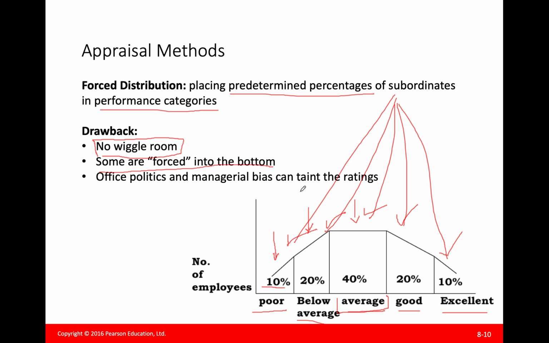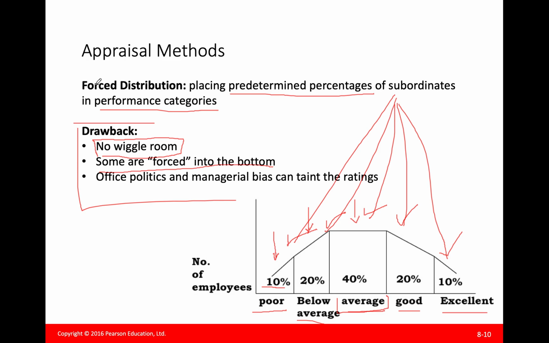How are those people different, right? So they are the same, but they are not the same because they are rating in different group of people, and so this can cause bias. So those are the drawbacks of this forced distribution method.